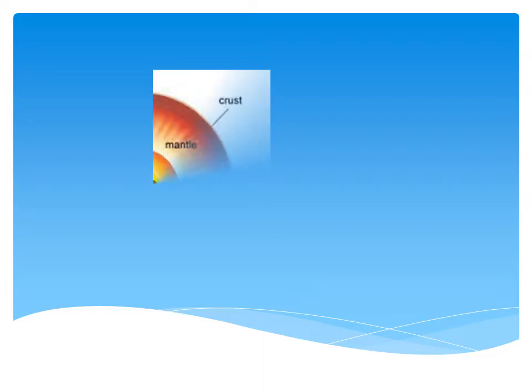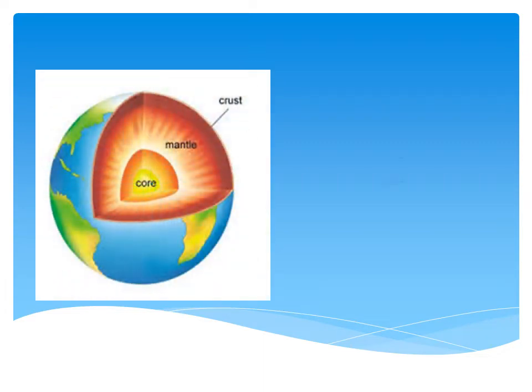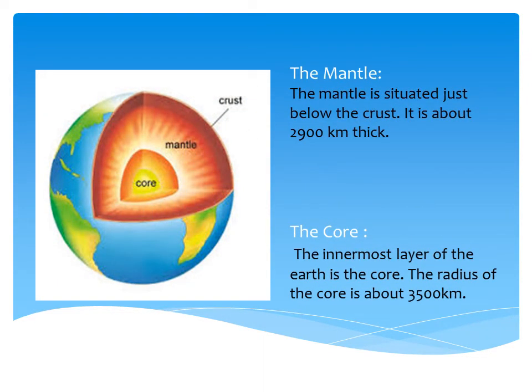The mantle is situated just below the crust. It is about 2,900 km thick. It is a zone of mixed minerals such as iron, magnesium, aluminium, and silicon. The average temperature here is 3,000 degrees Celsius.